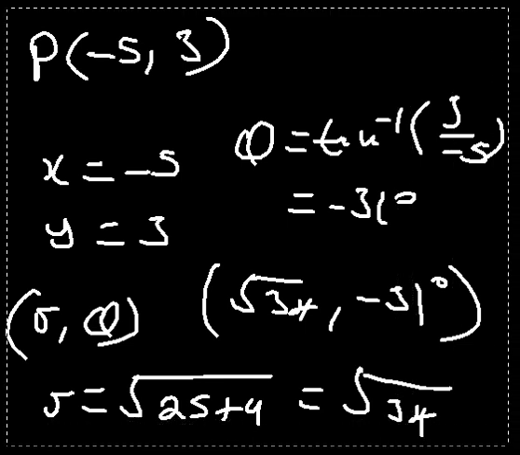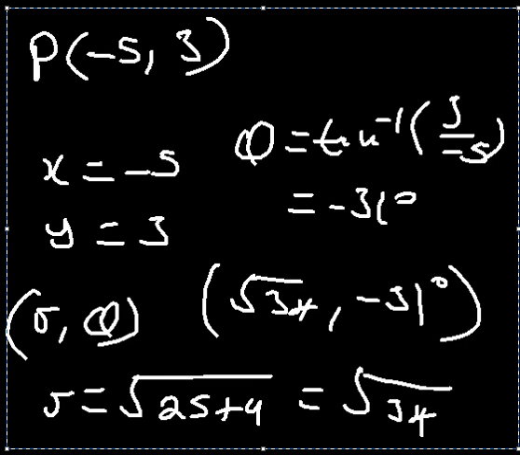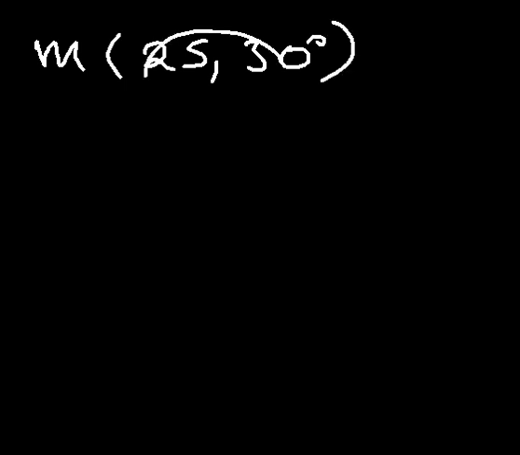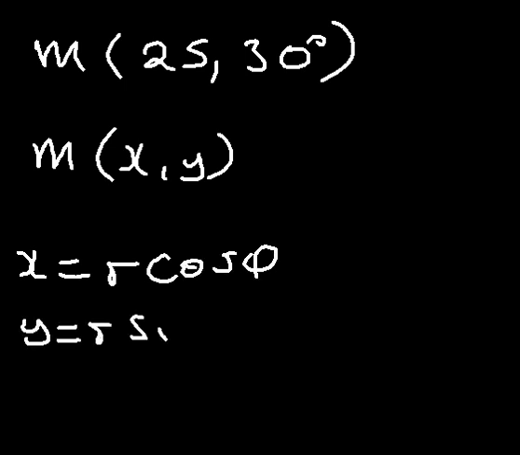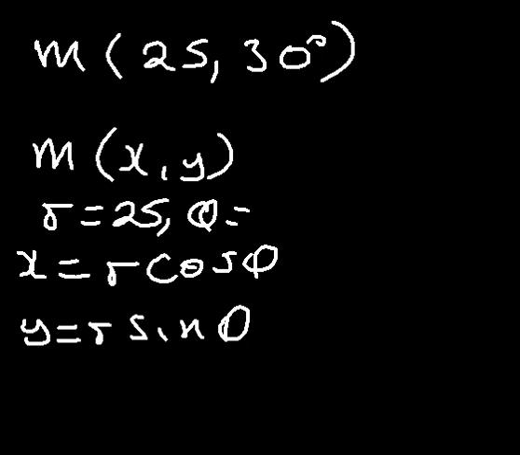Now what if we are given a point in terms of the polar coordinate system, and I tell you to have it in a rectangular coordinate system. Let's say we have a point M that is given as 25, 30 degrees. What is this in the actual rectangular coordinate system? So now the point M will be given as x, y in the rectangular coordinate system, where x is given as r cos theta, and y is given as r sin theta, where r is given as 25 and theta is given as 30 degrees. So take note of that.